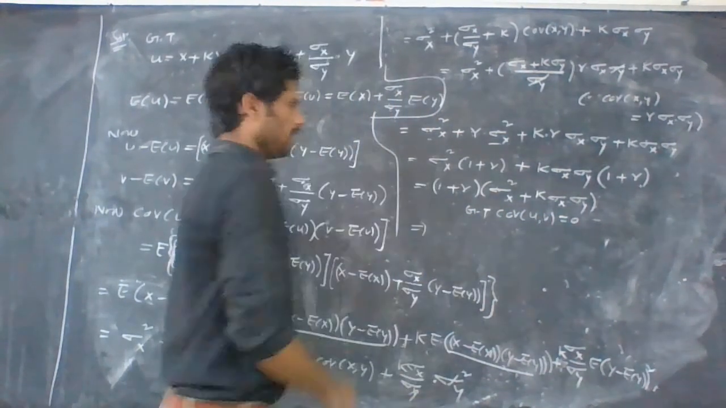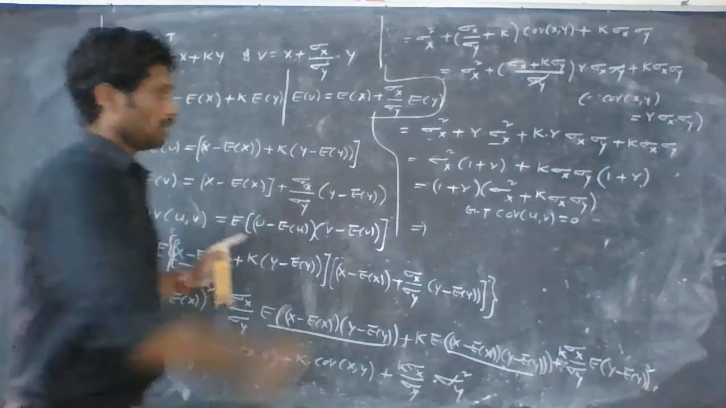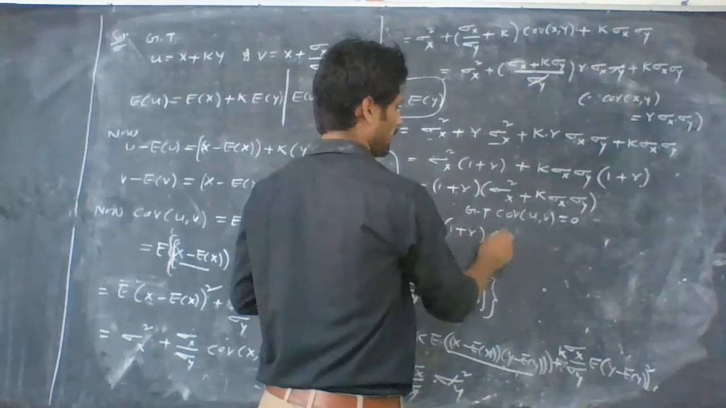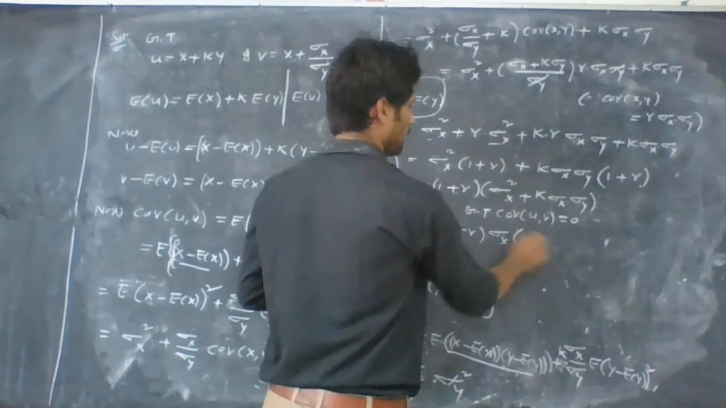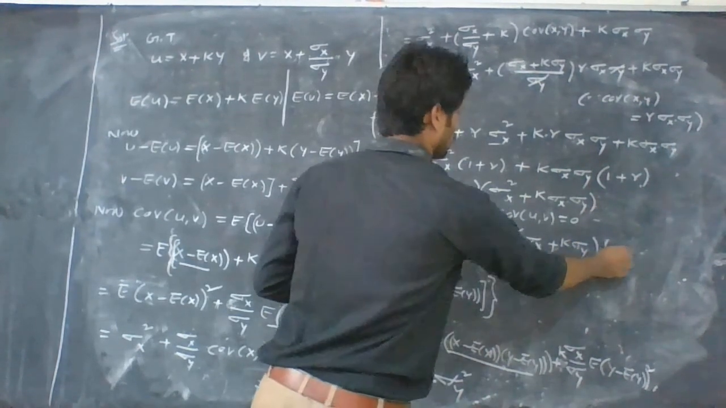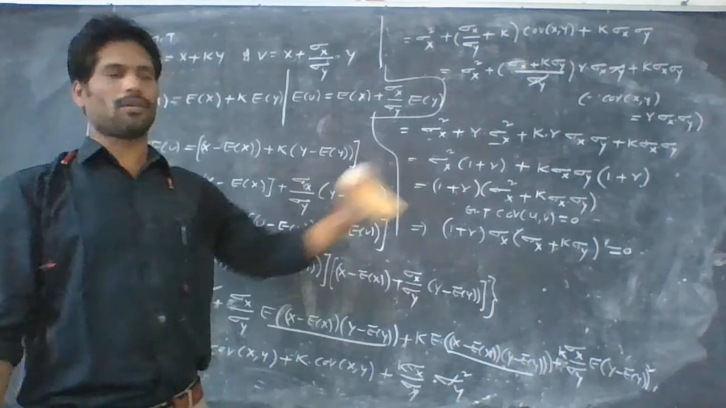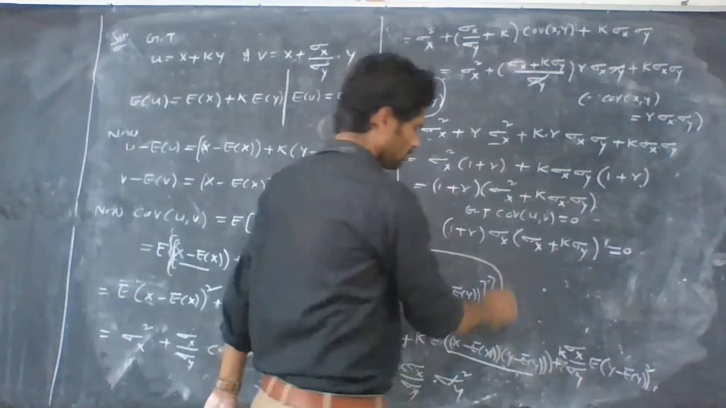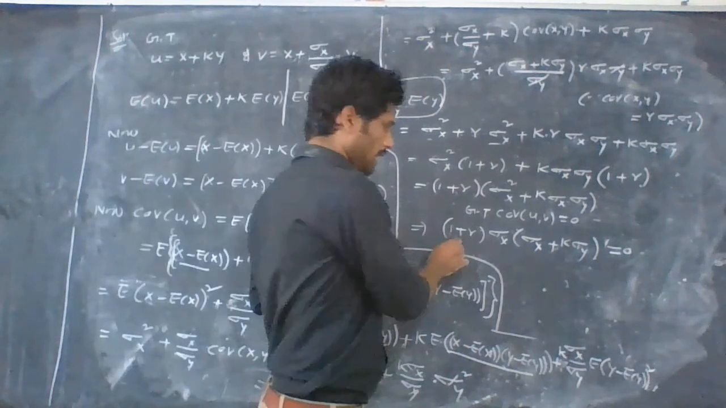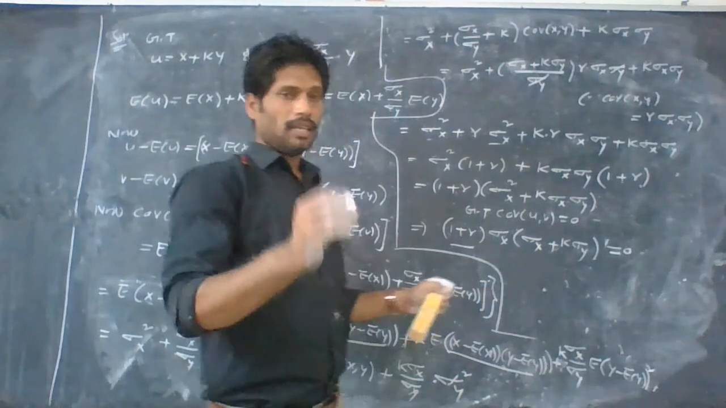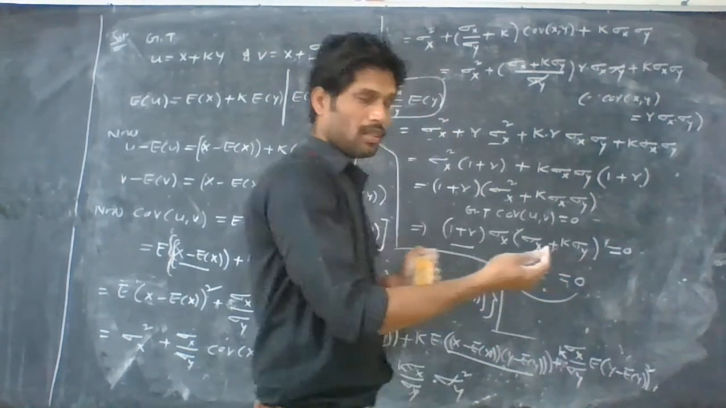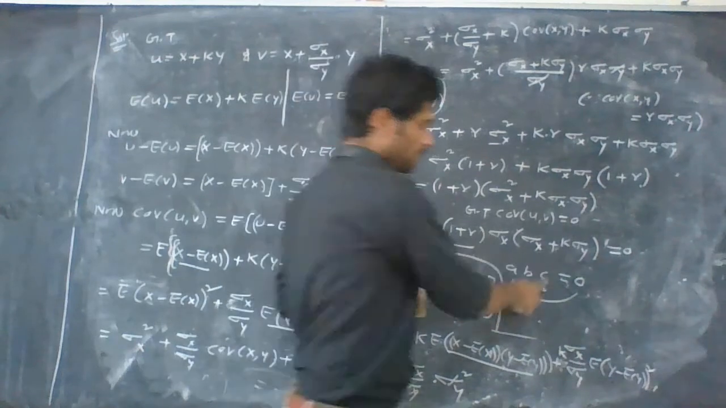That implies the left side portion is 0. This part is equal to (1 plus r) common with sigma x plus k sigma y is equal to 0, because the left side part is 0. Now note that the product (1 plus r) into sigma x plus k sigma y is equal to 0. This is a, this is b, this is c. A into b into c is equal to 0, so a is equal to 0 or b is equal to 0 or c is equal to 0.